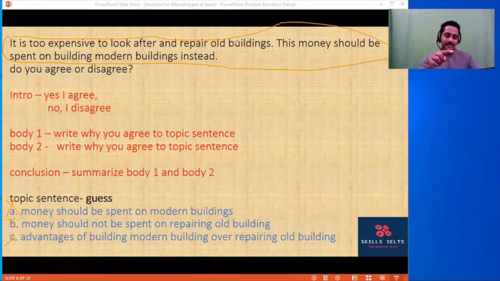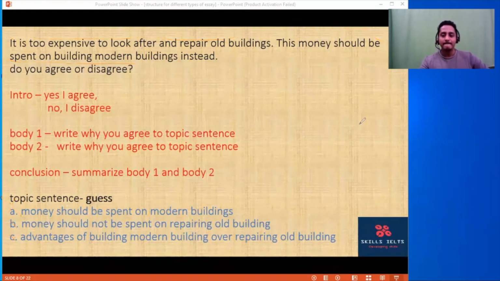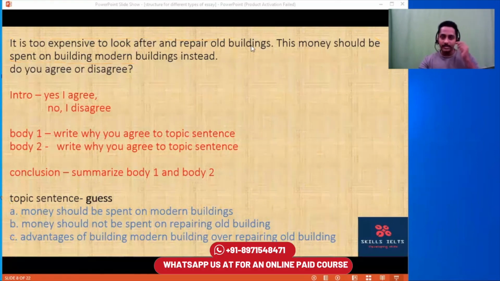So instead, government should spend the money on the modern building. You write, you get full marks. Because getting it, yes or no? Confused? Nakul, I'm not at all understanding anything. Anybody? Getting it, a little difficult? A, B, and C.